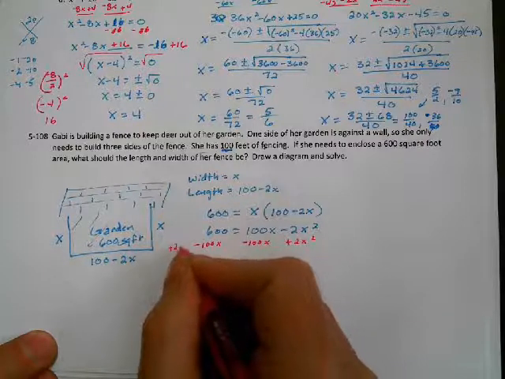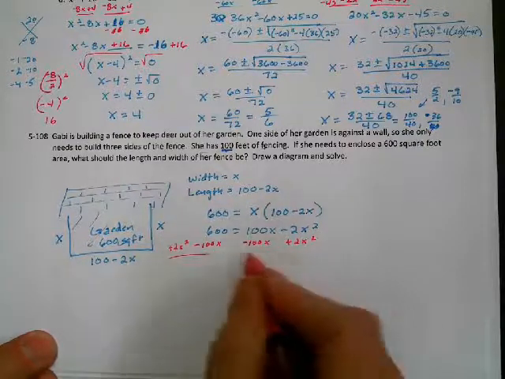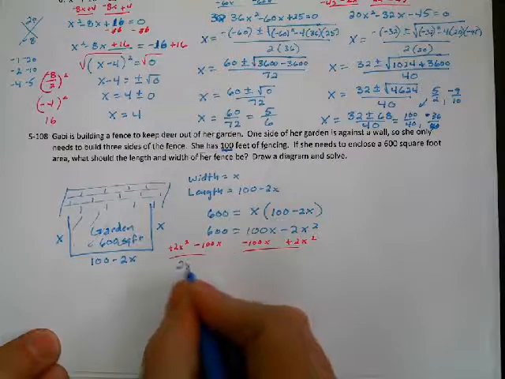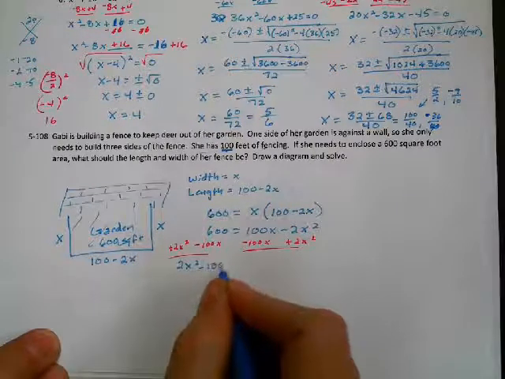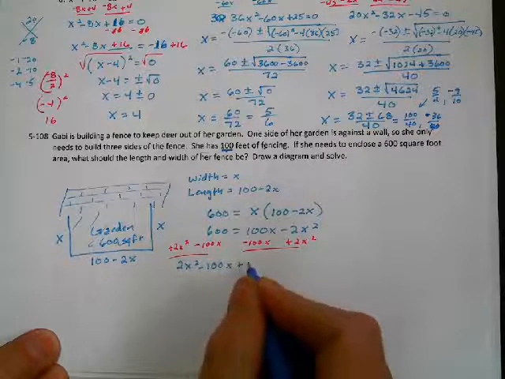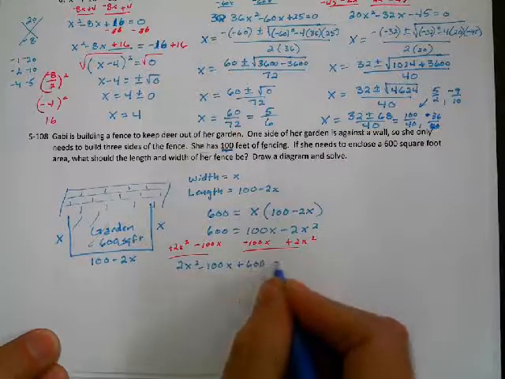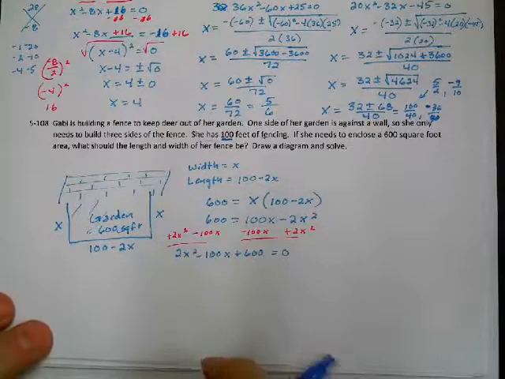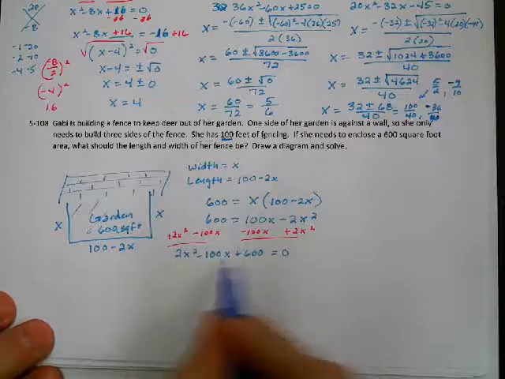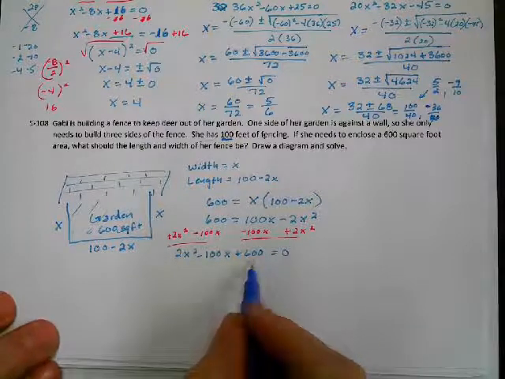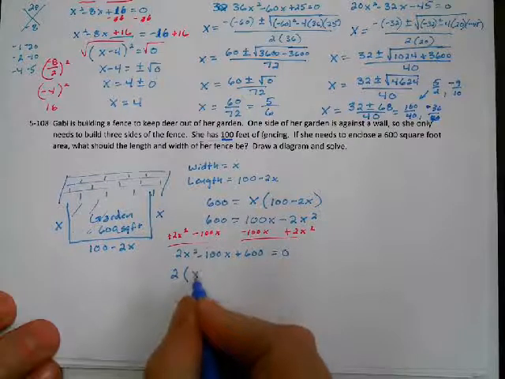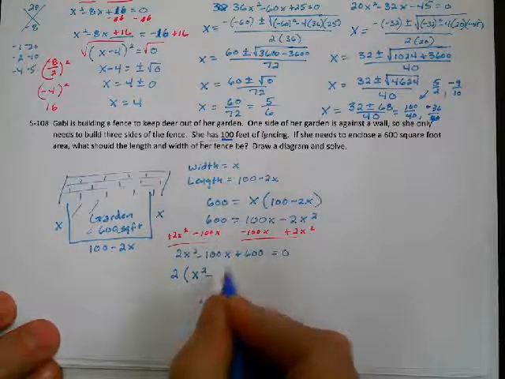All right, so I'm putting it in standard form here. I get 2x squared minus 100x plus 600 equals 0. Now I'm noticing that I can simplify this a little bit because all these numbers are divisible by 2. So just to make it a little bit easier, I'm going to factor out a 2. So this would give me x squared minus 50x plus 300.